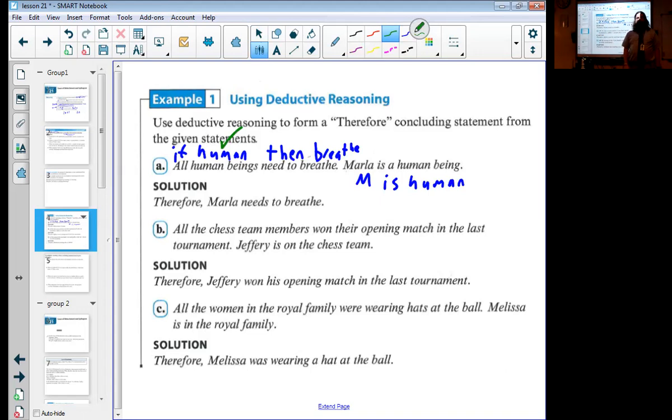Hypothesis is true. And if that is a true statement, if our conditional statement is true, if the hypothesis is true, then the conclusion has to be true. So the conclusion that we can make from this is, therefore, Marla breathes. So we have the first part as true, and the second part has to be true.